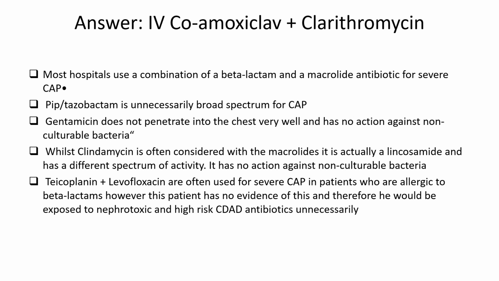Most hospitals use a combination of a beta-lactam antibiotic and a macrolide antibiotic for severe community acquired pneumonia. Piperacillin is unnecessarily broad spectrum. Gentamicin doesn't penetrate the chest very well, and it is not active against non-culturable bacteria. Clindamycin is often considered a macrolide, but it is usually a lincosamide and doesn't have any action against non-culturable bacteria. Teicoplanin and levofloxacin are reserved for severe community acquired pneumonia. So our drug of choice will be co-amoxiclav and clarithromycin.